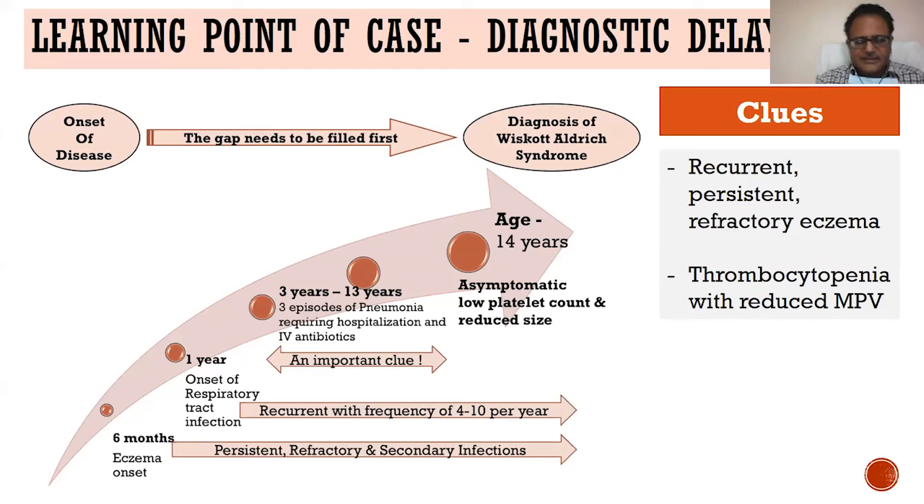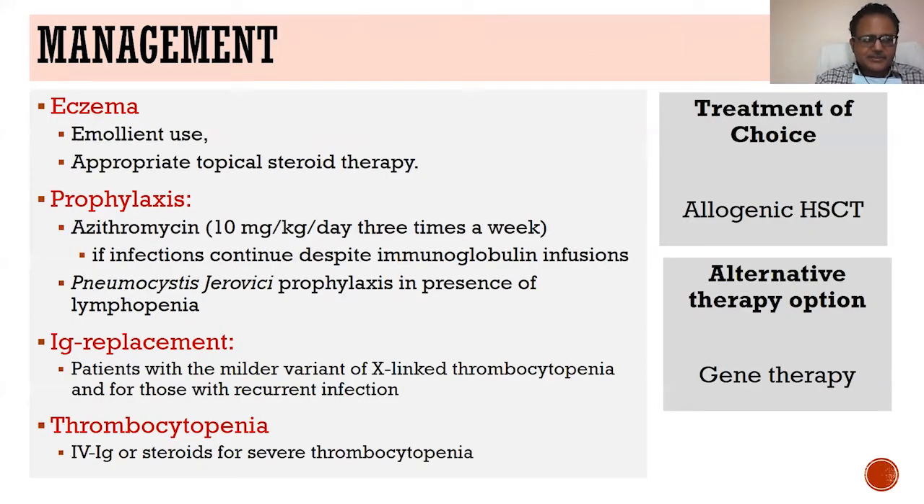So this is one of the examples where the diagnosis probably could have been made earlier. Management is usual. In the primary immunodeficiencies, you have to take care of infections with antibiotics. When it happens, then you have to give prophylaxis. And if there are associated conditions like eczema, you have to treat the eczema.